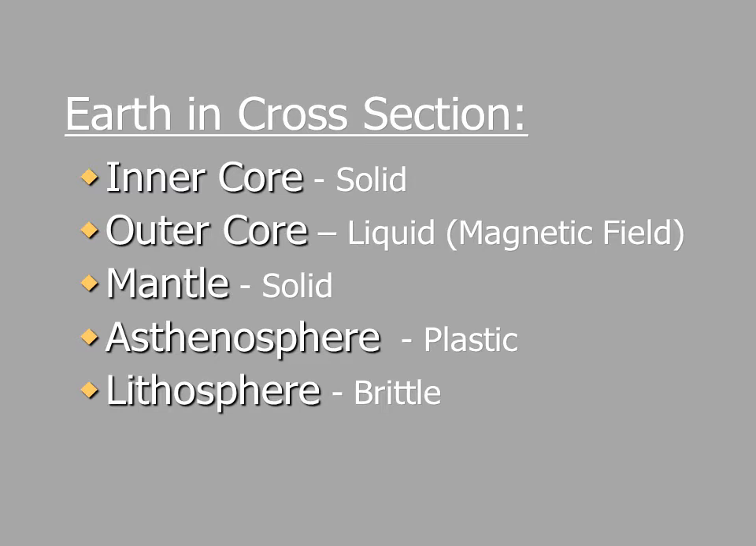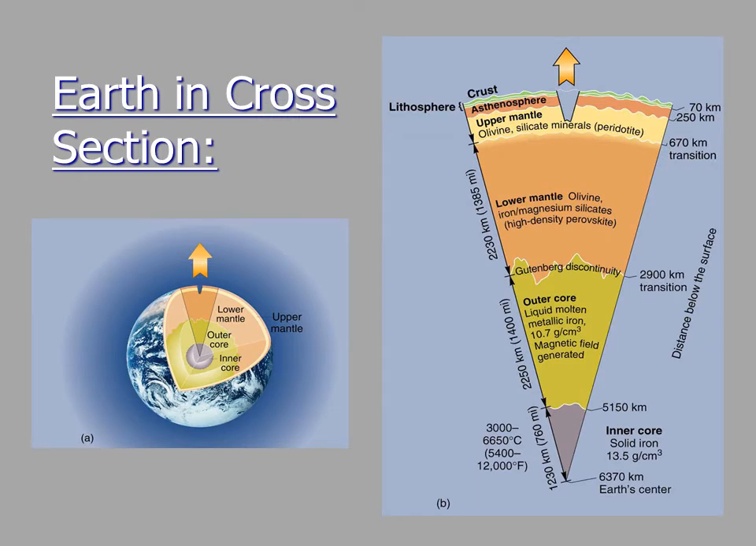So here's our planet in cross-section. We got an inner core that's solid. It's iron-nickel. We have an outer core liquid, iron-nickel, forms our magnetic field. Mantle, which is solid, and asthenosphere, which is plastic. And plastic means it flows, but hardly at all. And our lithosphere, which is brittle, so it breaks and cracks.